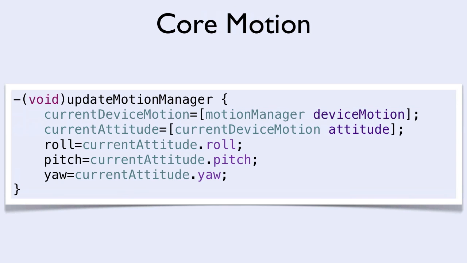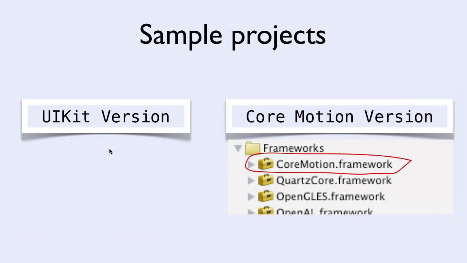In this tutorial, I will provide 2 different sample projects, a UIKit version and a Core Motion version. But in the screencast, I will only go through this version. The Core Motion version you can look at yourself. But observe that you must add the Core Motion framework to it.